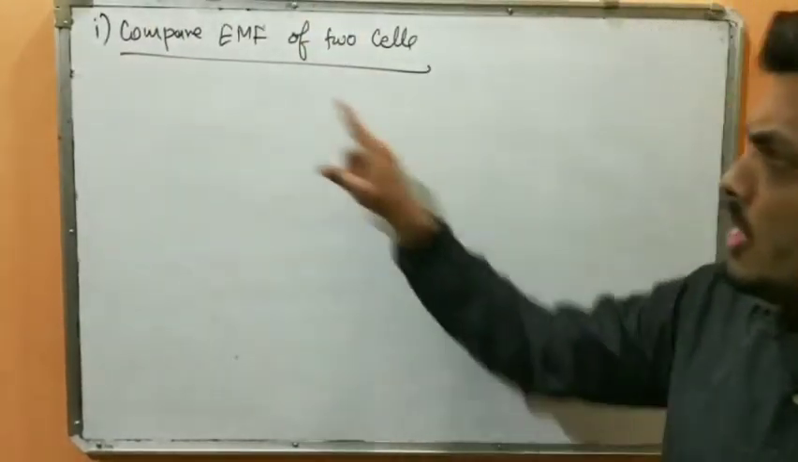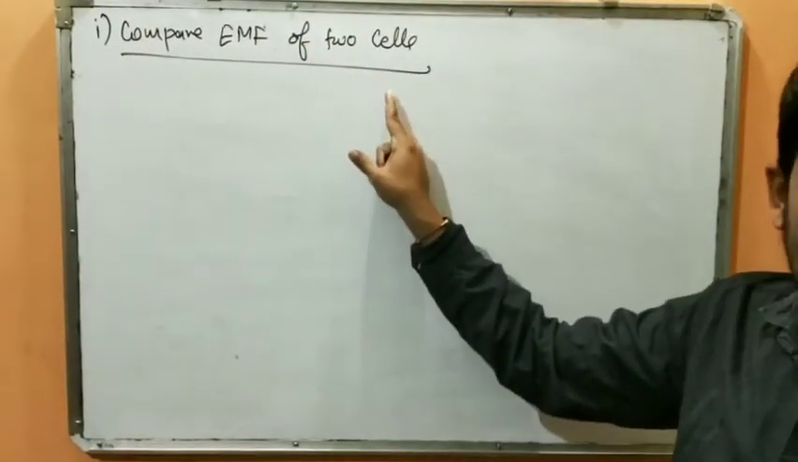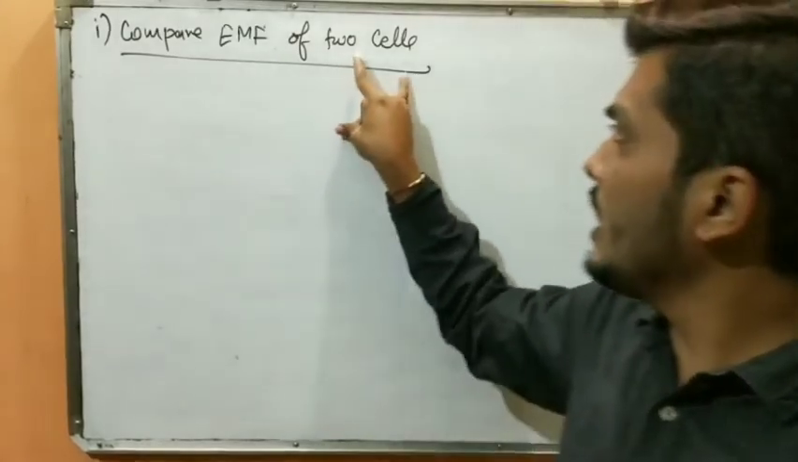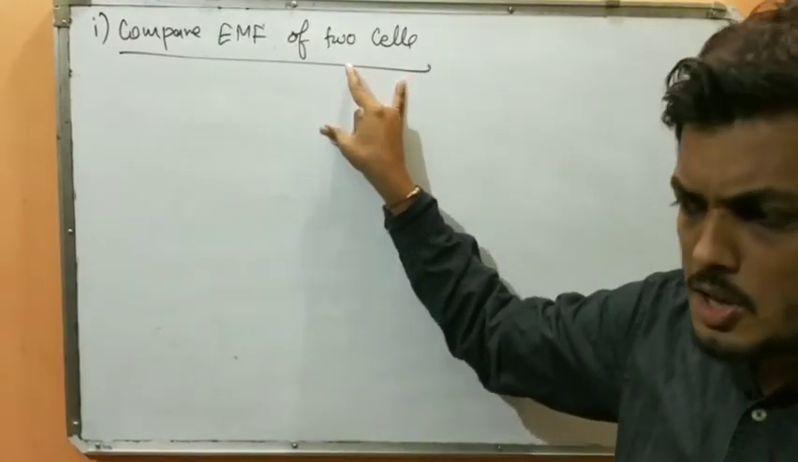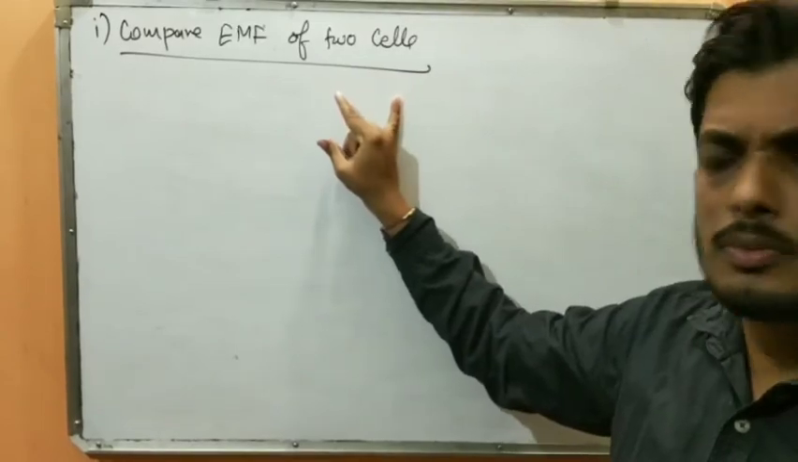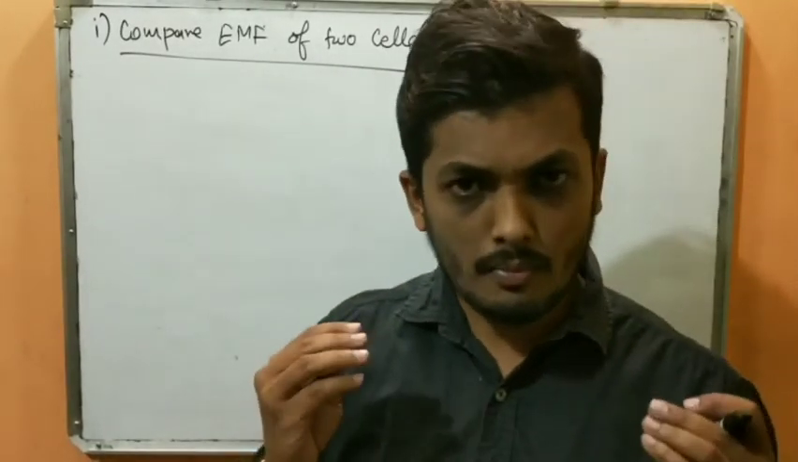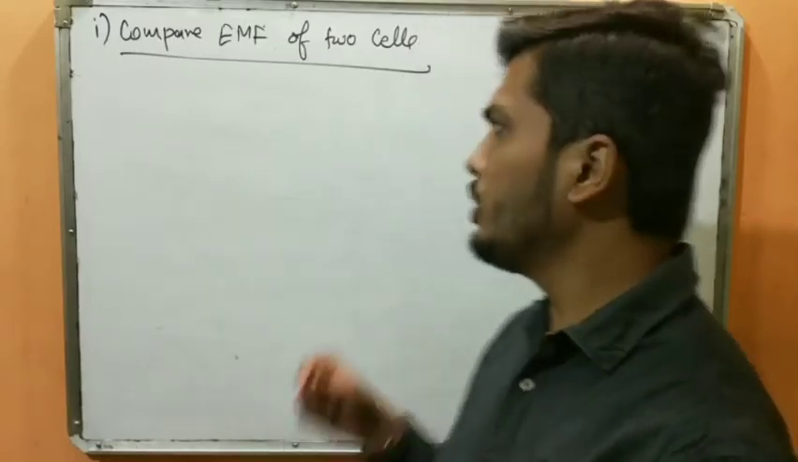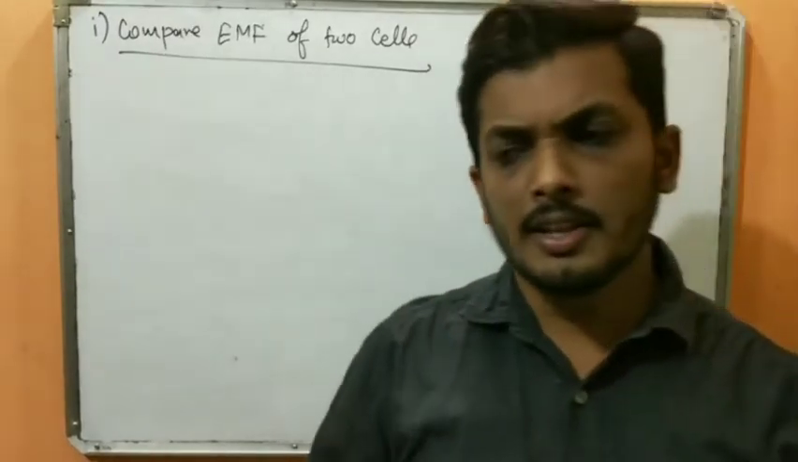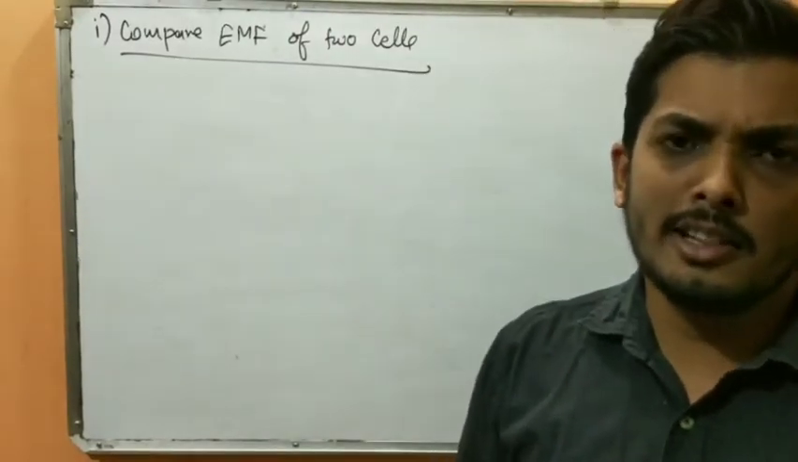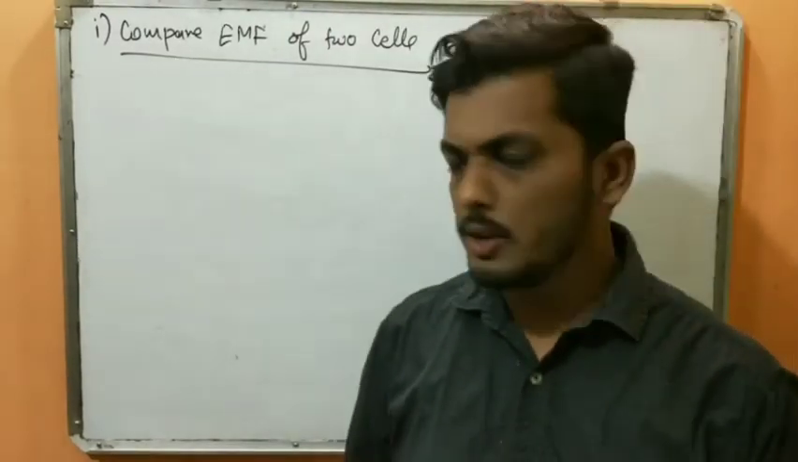We already discussed EMF. You have been given two cells and your target is to compare their EMF. Remember the principle: we take two cells and connect them to the potentiometer. First we find the balancing length of one cell, then the balancing length of the other cell. We compare the lengths, and the length itself gives you the potential.